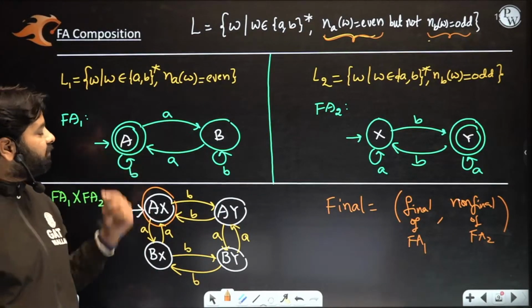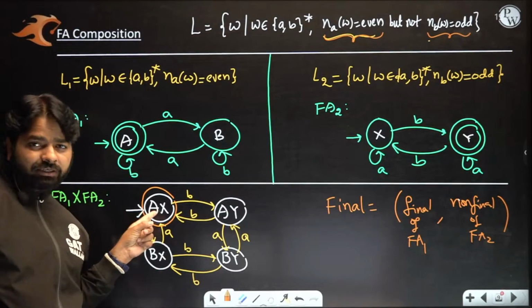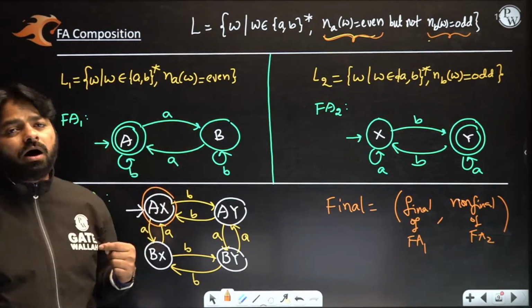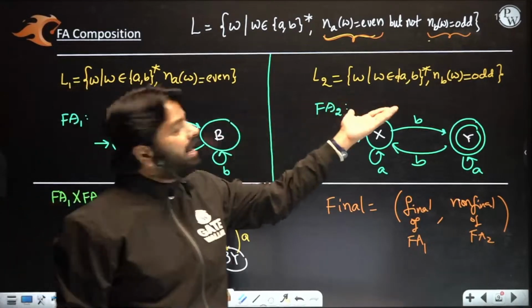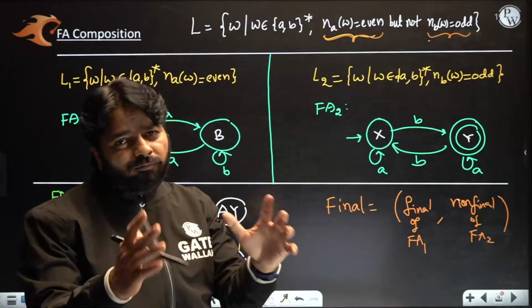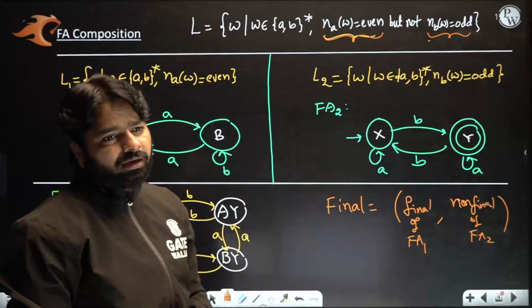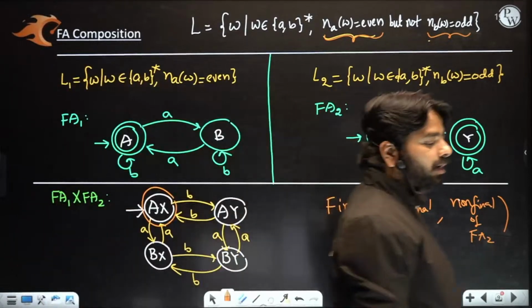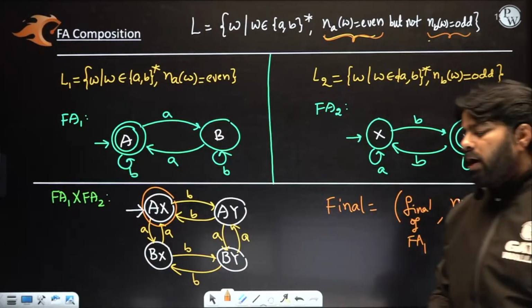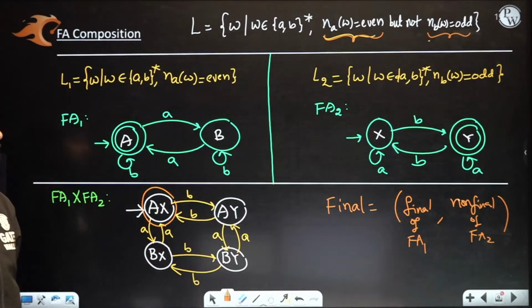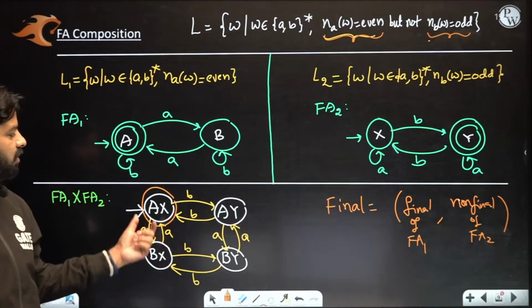A is the final of this one, means whoever comes here, number of A's is even, and X means number of B's is not odd, means number of B's is even. Indirectly you are trying to say number of A's is even and number of B's is also even. Okay, the meaning of this one is number of A's is even and number of B's also even. Clear? That's going to be A comma X. You are going to make that the final.